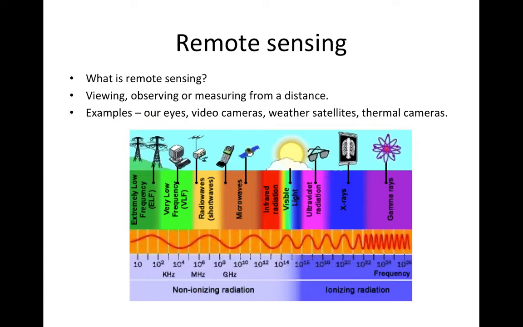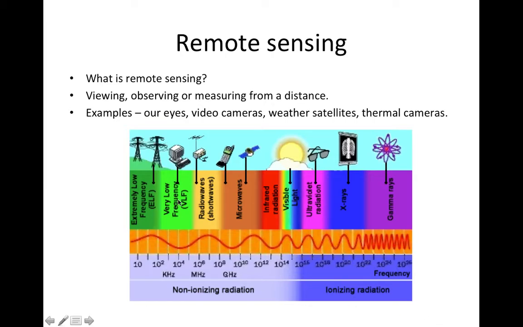Right, so the next method for studying plankton distributions and species and groups is the approach of remote sensing. By remote sensing I mean viewing from a distance. We essentially remote sense when we look with our eyes, because we're observing the environment around us without necessarily touching it or interacting with it. Examples are our eyes, video cameras, weather satellites and thermal cameras.